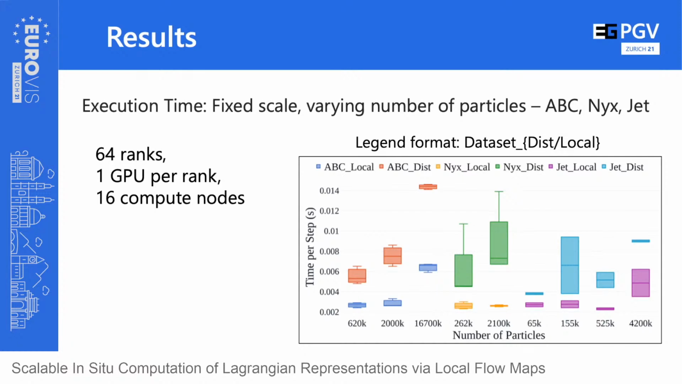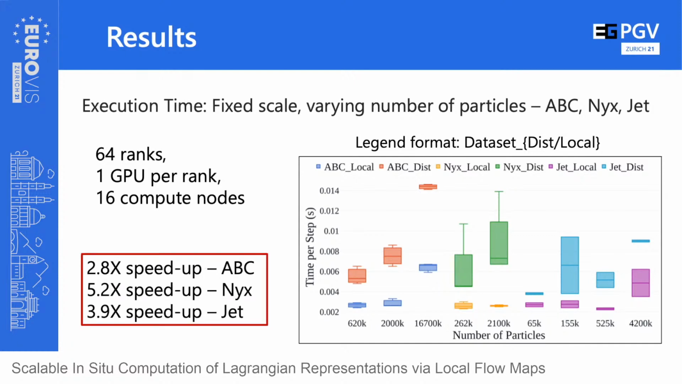Here we have the results for our experiments that considered a fixed scale of 64 ranks across 16 compute nodes for the remaining datasets. Starting from the left, the chart shows the results for the ABC dataset in the first 3 columns, the NIX dataset in the next 2, and the JET dataset in the 4 columns on the right. The x-axis shows the total number of particles that were used to form the Lagrangian flow map, whereas the y-axis shows the average time required per step.